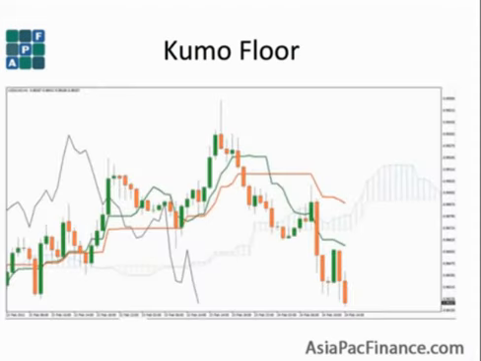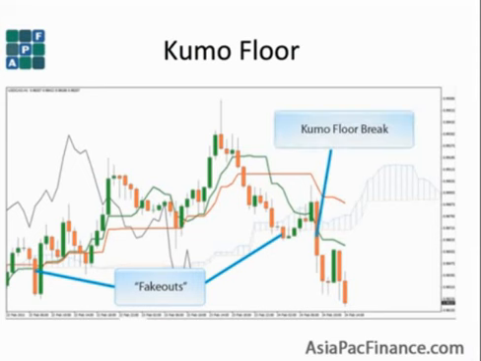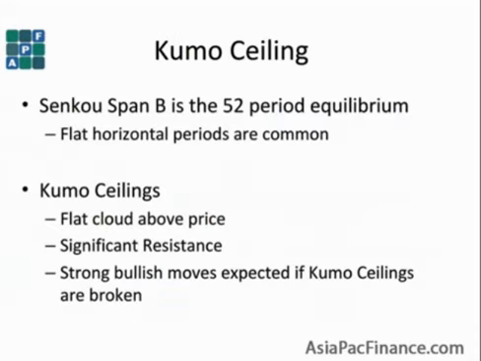In this example, we see a Kumo floor stretching across the chart. Prices actually broke through the Kumo floors 3 times, the first 2 instances being fake breakouts, also known as fakeouts. But the last break resulted in a strong bearish move. We will learn in the later sections how we can use, for example, the Chikou span, to protect traders from fakeouts. Now, if the cloud is above price, flat clouds will be known as Kumo ceilings.